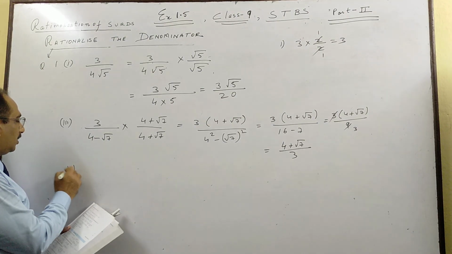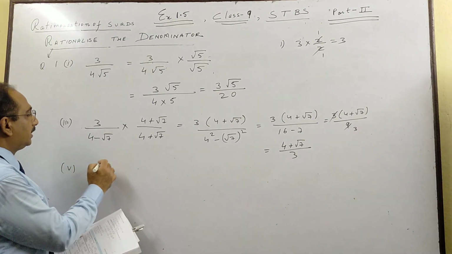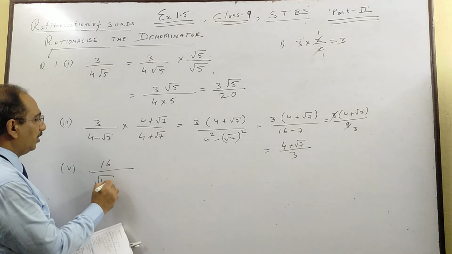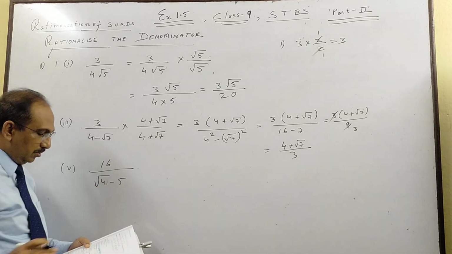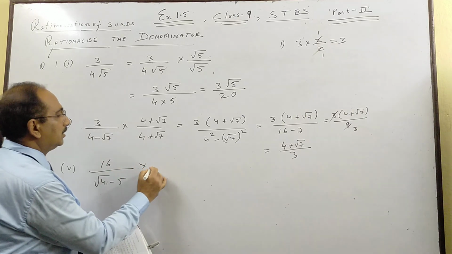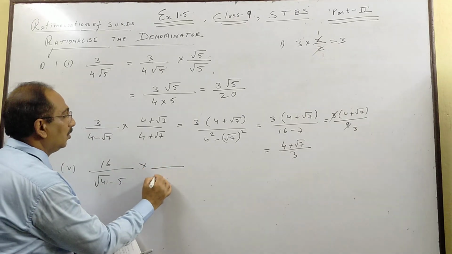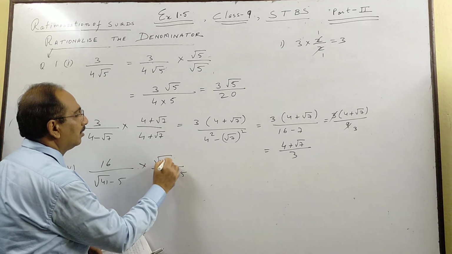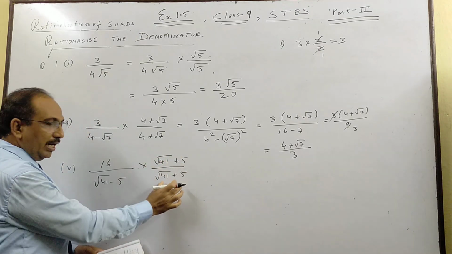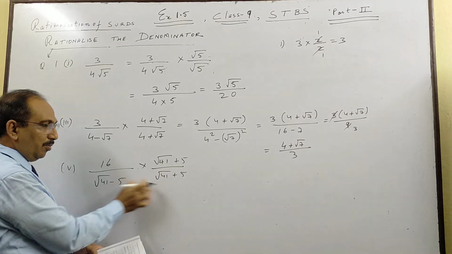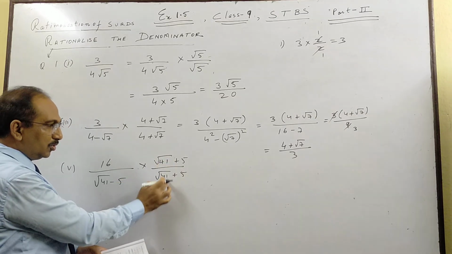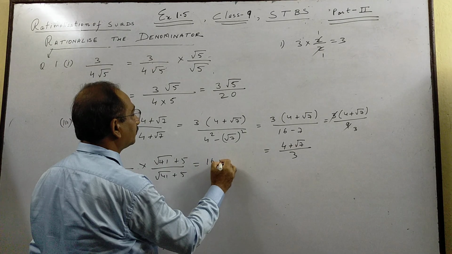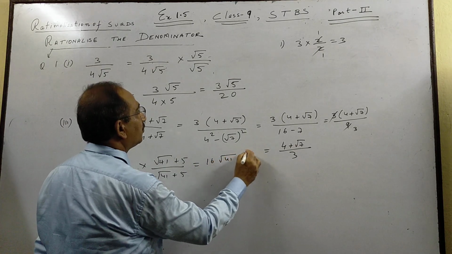So my next question, number 5, is 16 by root 41 minus 5. Okay, so what is the rationalizing factor? Root 41 plus 5. Same thing: we divide this, multiply the denominator, so this side it is division. So we multiply the fraction also. So we get 16 bracket root 41 plus 5.